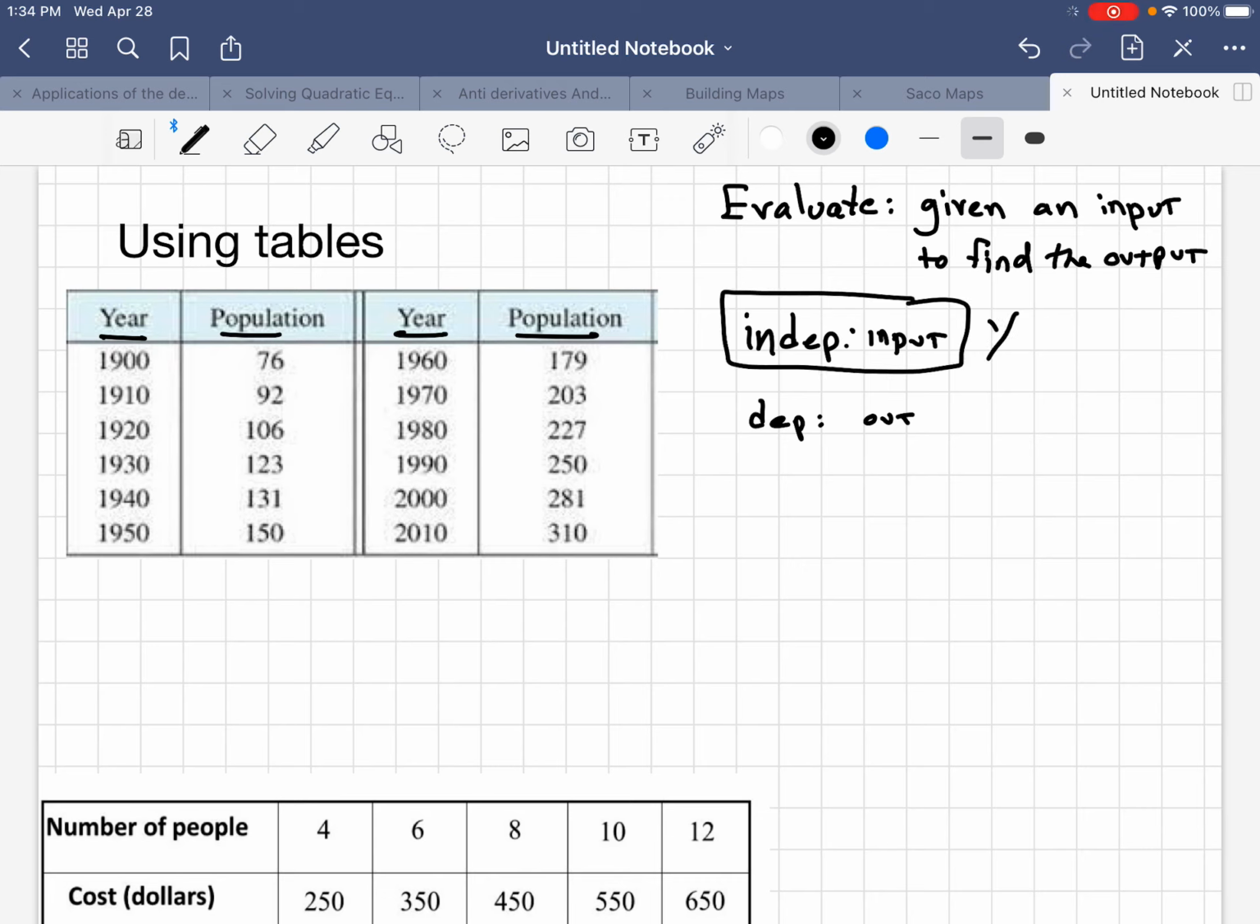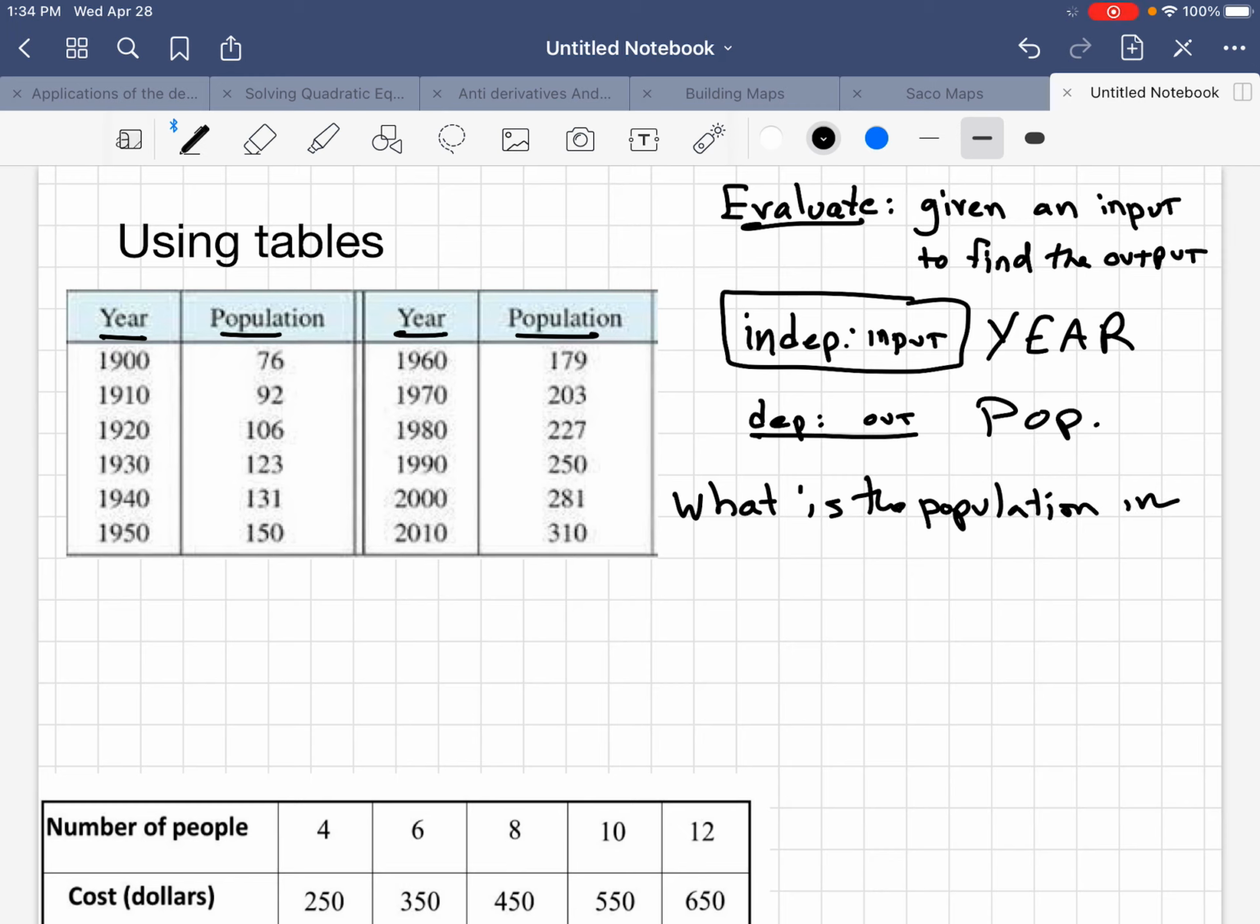So for this problem, our independent variable, or our input, is going to be the year, and our dependent variable is going to be the output, which is the population. So when it says evaluate, the question is: at what year, what is the population in year whatever? So what is the population in 1940? We're going to look at the table.